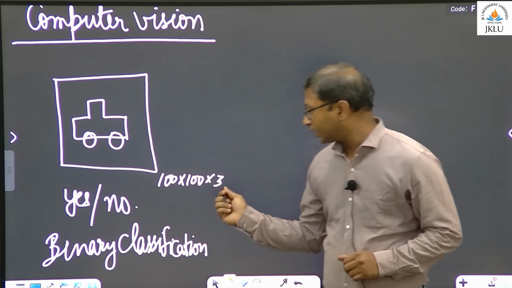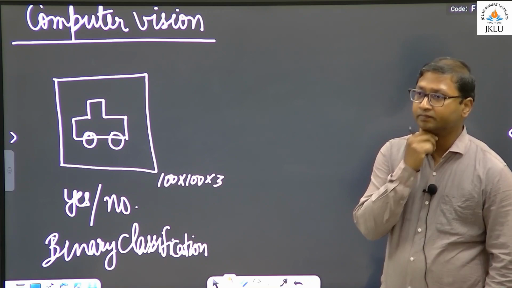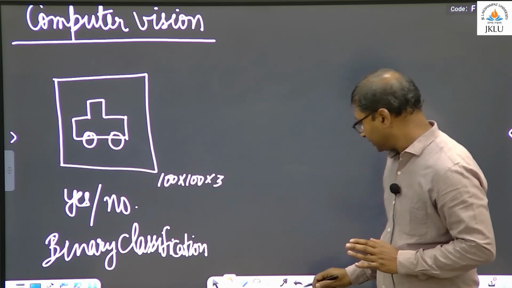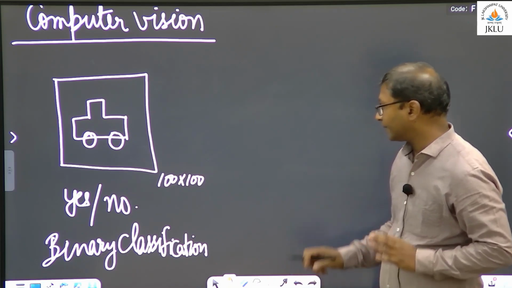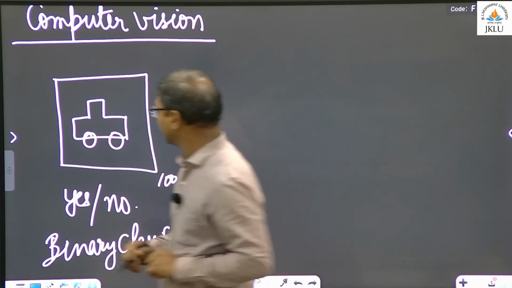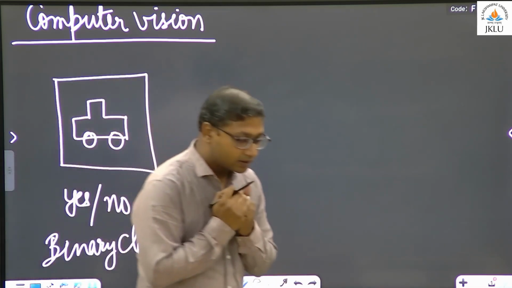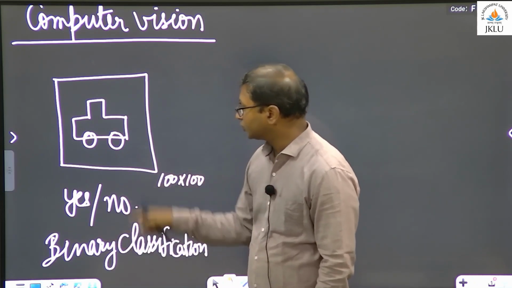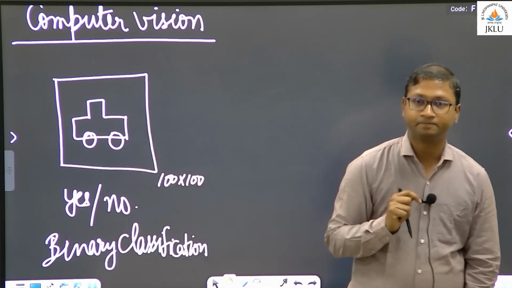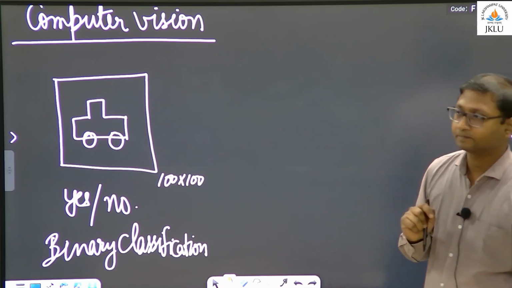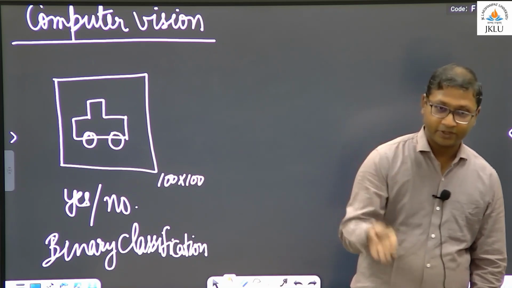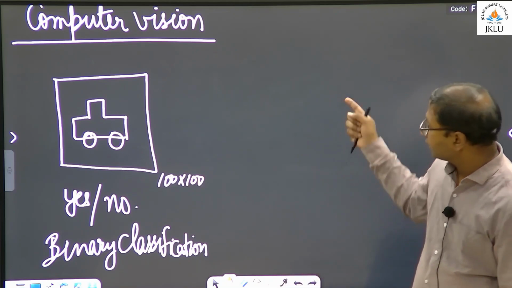If I do this 3, what does it become? So it's RGB, colored image. I won't keep it colored right now. I'll keep it simple, black and white. Tell me, how do I design a neural network to do this binary classification? You already know it. You've done MNIST before. So how can I make a neural network?